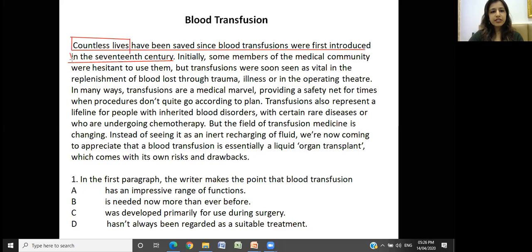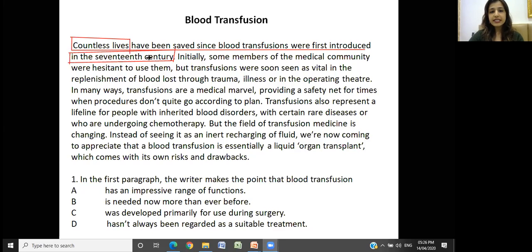The expression 17th century gives you an idea that it could be fact. But if it was a fact, then it should have statistics, right? How many patients or how many lives? So the word countless is an adjective, and that tells you about the writer's viewpoint of looking at a situation. So this entire paragraph is about blood transfusion. So definitely the writer is giving out a view and opinion.